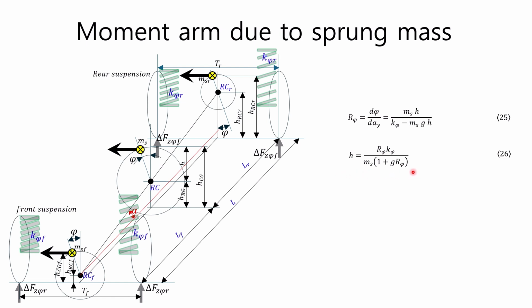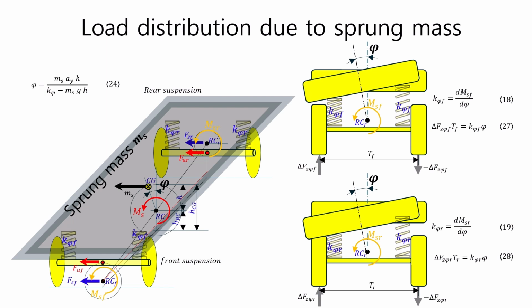As shown in equation 26, the distance h from the roll center to the sprung center of gravity can be expressed as a function of the roll gradient r phi. Since the roll angle phi is obtained from the previously derived equation 24, let's derive an equation related to the load distribution of the sprung mass.